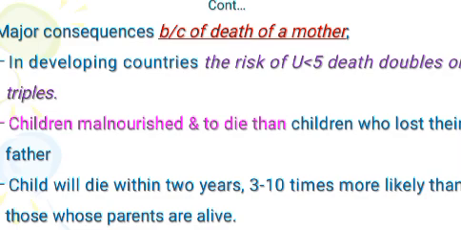In developing countries, biyyoota guddachaa jiran keessatti the risk of under 5 death doubles or triples. Children are malnourished and more likely to die than children who lost their father. A child will die within 2 years, 3 up to 10 times more likely than those whose parents are alive. Economic burden, lost economic productivity.